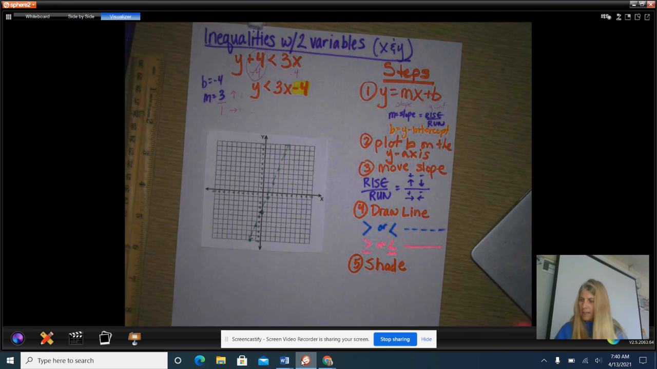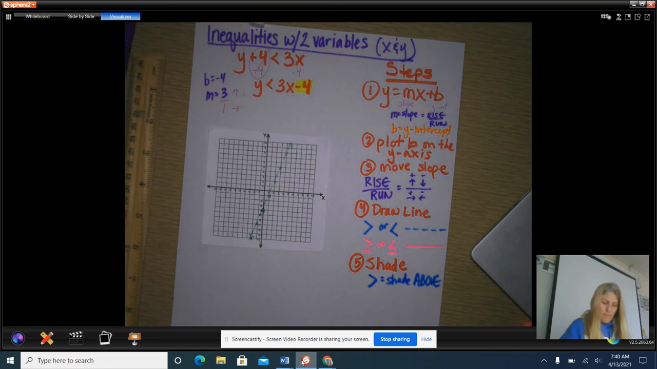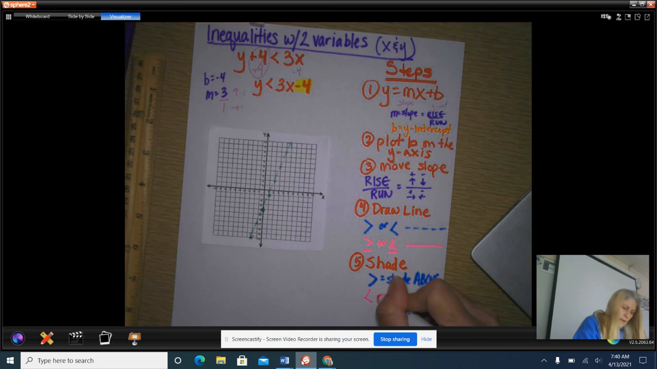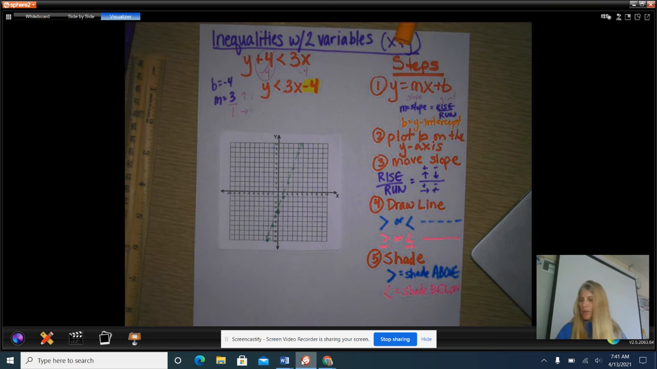Now, if it is a greater than or greater than or equal to, then I'm going to shade above the line. If it is a less than, then I'm going to shade below the line. And this is just your general idea of what you're going to do. And then we'll talk about how to prove that you shaded the right side mathematically. It's easier the flatter your line is to know which one's above and below.